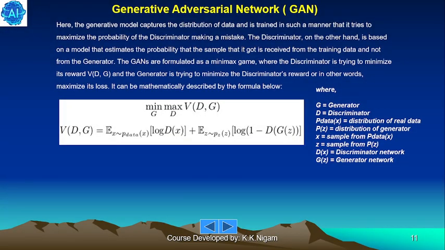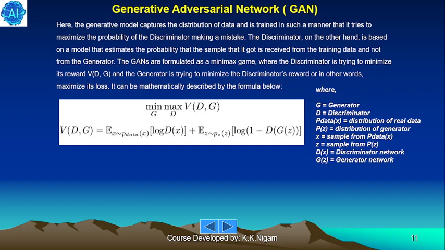Here, the generative model captures the distribution of data and is trained in such a manner that it tries to maximize the probability of the discriminator making a mistake. The discriminator, on the other hand, is based on a model that estimates the probability that the sample that it got is received from the training data and not from the generator.